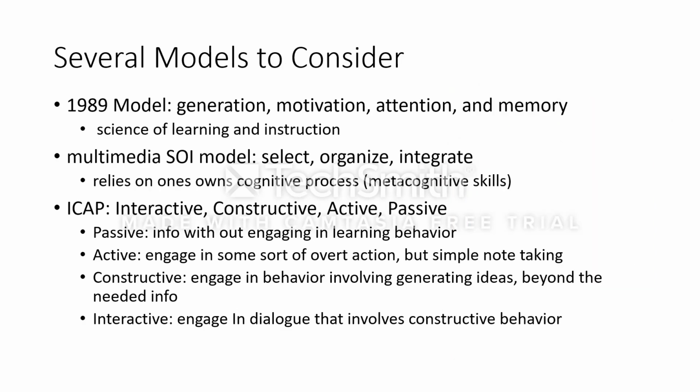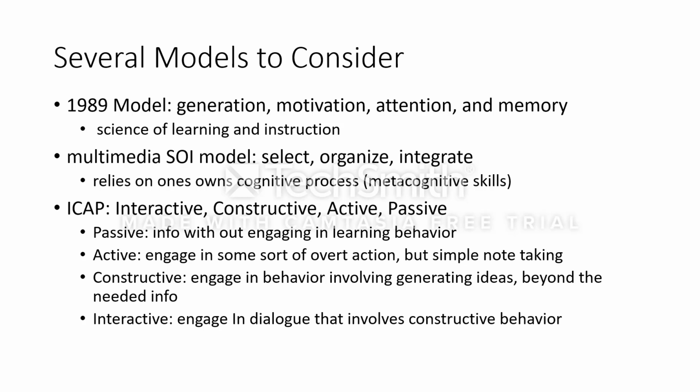So when we're thinking about generative learning, there are several models to consider. There's a 1989 model of generative learning that involves the contents of generation, motivation, attention, and memory. This model focuses on the science of learning and instruction. Then there's the multimedia SOI model, which is selecting, organizing, and integrating. This relies on the student's own cognitive process to be able to utilize materials. And then there's the ICAP model, which is interactive, constructive, active, and passive. This one is a little more complex if you don't know the terminology already.